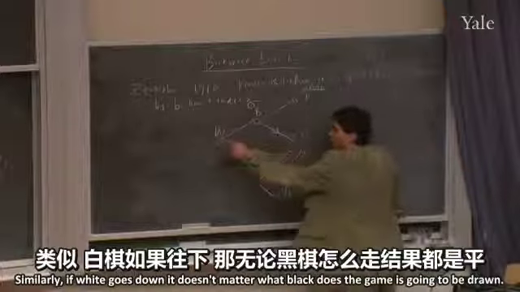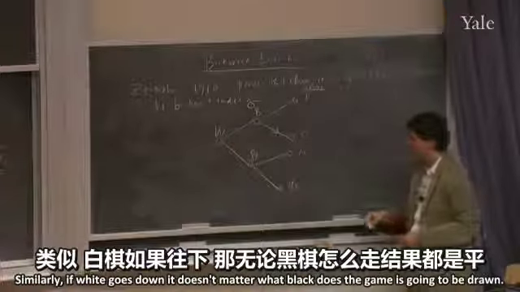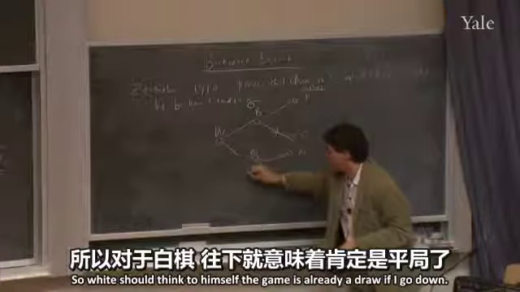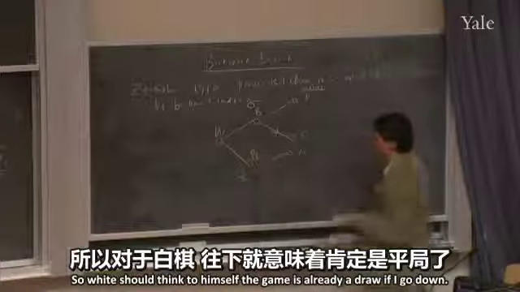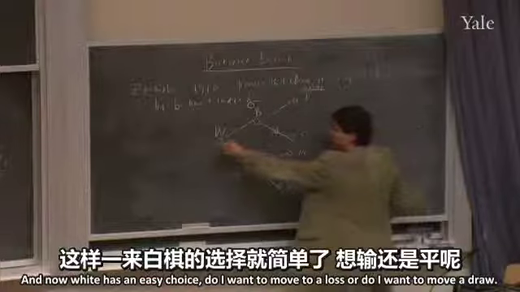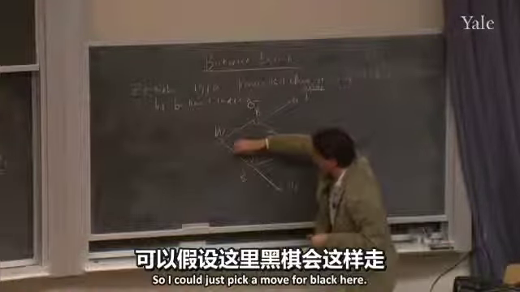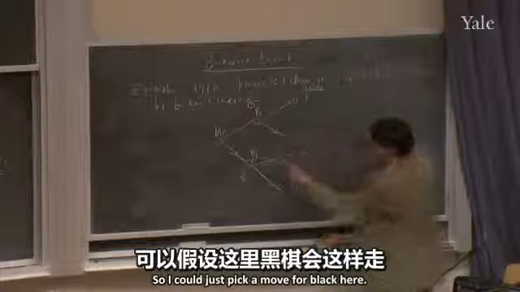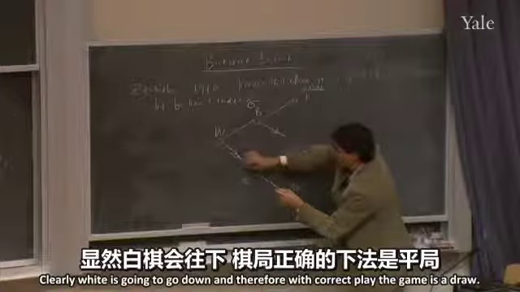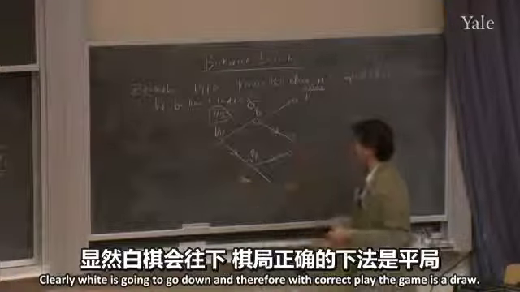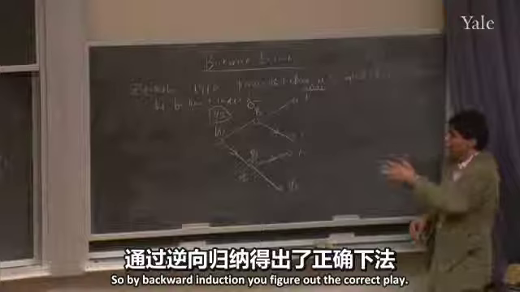Similarly, if white goes down, it doesn't matter what black does, the game is going to be drawn. So white should think to himself, the game is already a draw if I go down. And now white has an easy choice. Do I want to move to a loss or do I want to move to a draw? So clearly, I could just pick a move for black here. Clearly white is going to go down, and therefore with correct play, the game is a draw. So by backward induction, you figure out the correct play.